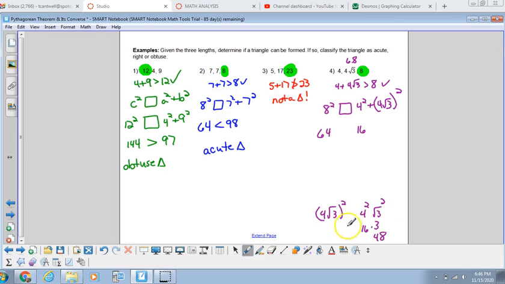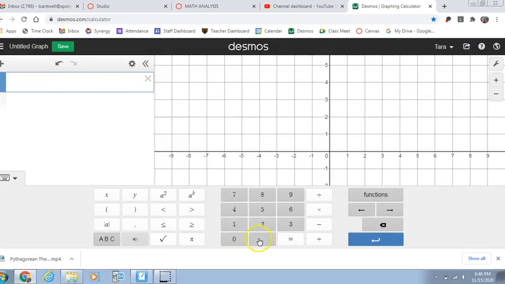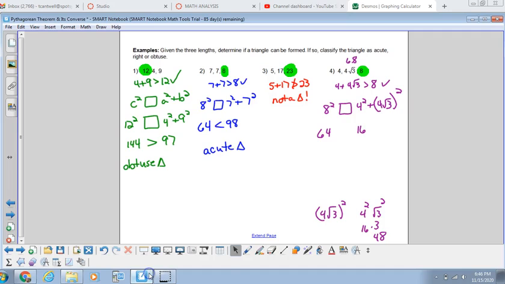But let's explore how to do that on Desmos, just to be sure we know how to do that. If we wanted to square 4 times the square root of 3, then we would want to put this in parentheses. 4 square root of 3. Go over the parentheses, and then when we square that, we get 48. So if you're having any trouble with the algebra, feel free to use Desmos. So this gives us 16 plus 48, and when we add up 16 and 48, we get 64 on the right side, 64 on the left side. C squared equals a squared plus b squared, so this makes a right triangle.